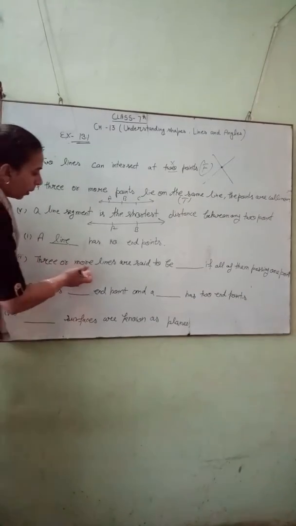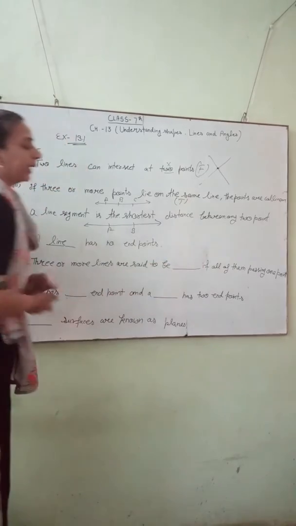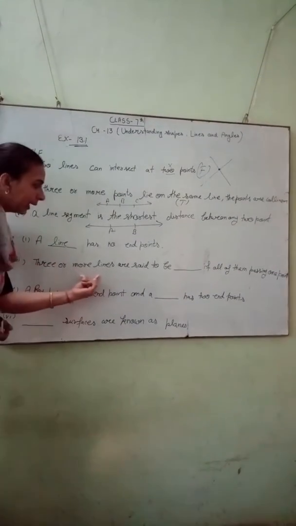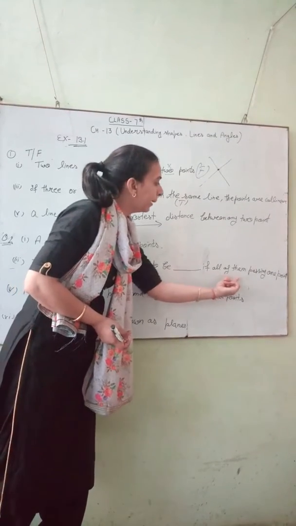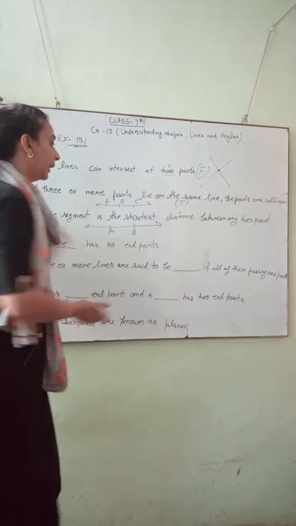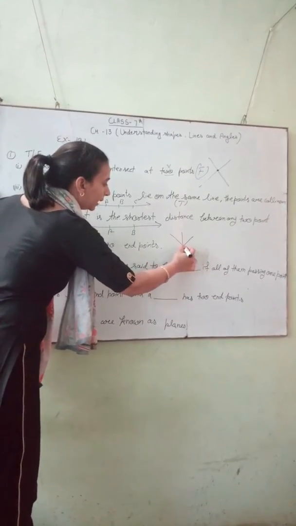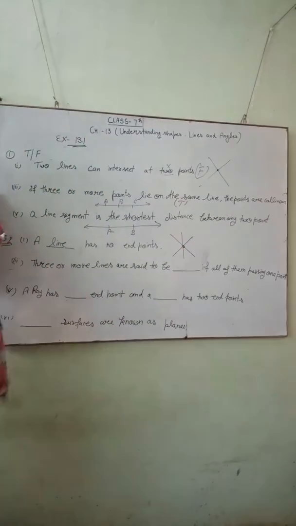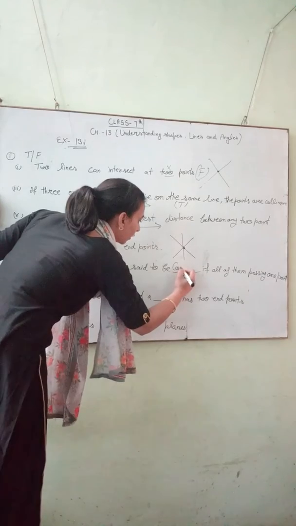Again, part number third. Three or more lines are said to be dash if all of them pass through 1 point. If three or more lines pass through 1 point, then these lines are called concurrent lines. Then the answer is concurrent.